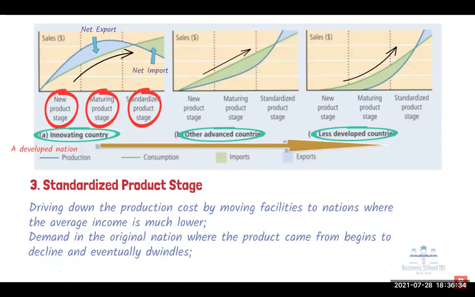What is left of the market share is divided up between predominantly foreign competitors, and people in the original country who want the product at this point will most likely buy an imported version of the product from a nation where the incomes are lower. Meanwhile, developed countries are investing in innovating new technologies with new products, then another new cycle starts.